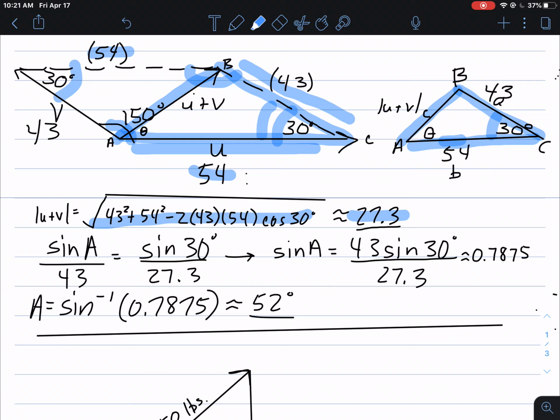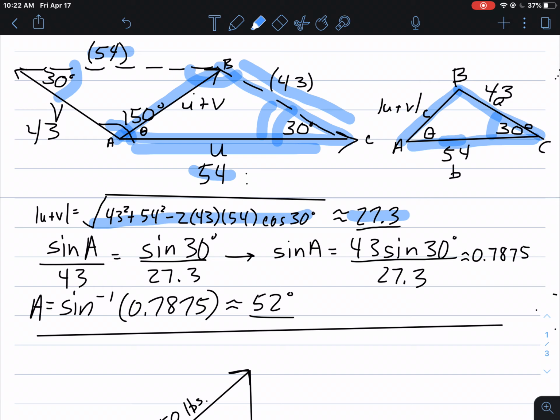27.3 to the nearest tenth. So that would be the length or magnitude of that third side of the triangle. It's the magnitude of our vector, our resultant vector u plus v. And then once you find that value, now I've got angle C at 30 degrees. The length of side C is 27.3. I'm looking for the measure of angle A. We know the length of side A, 43. Well, now I can use the law of sines to find angle A, because now I've got angle C and side C opposite each other.